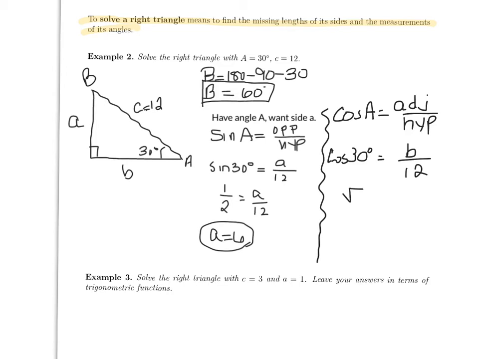Cosine of 30 degrees is root 3 over 2 equals b over 12. And if you multiply both sides by 12, those 12 and the 2 reduce, and you get that b is 6 square roots of 3. So if you found b using one of the other trig functions, or if you found b using the Pythagorean theorem after you have side A and side C, that's fine. You're going to get 6 square roots of 3 no matter what, as long as you simplify.